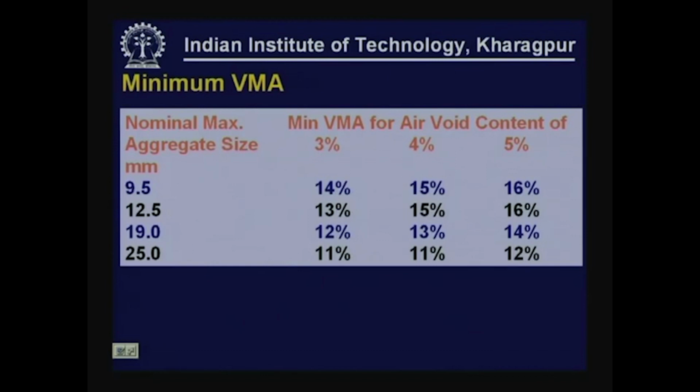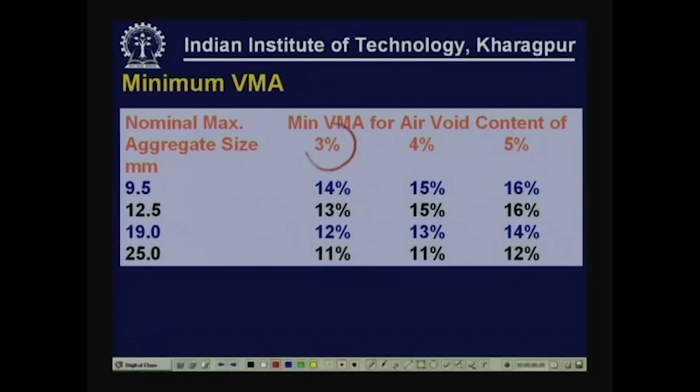This is the criteria for minimum voids in mineral aggregates depending on nominal maximum aggregate size. For example, for 9.5 millimeter nominal maximum aggregate size, and also depending on the targeted air void content. If you are targeting an air void content of 3% for 9.5 millimeter aggregate maximum size, 14% is the minimum voids in mineral aggregate that has to be provided.